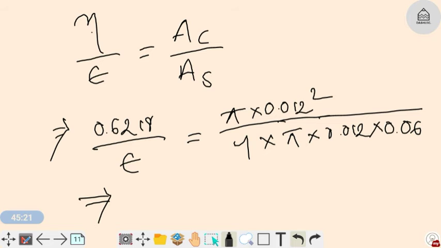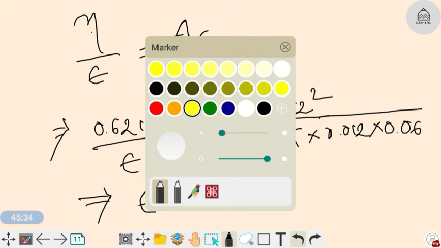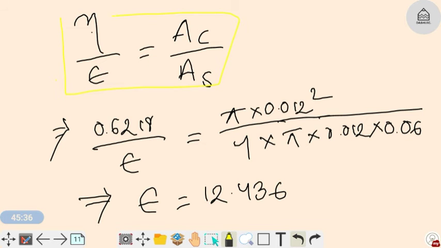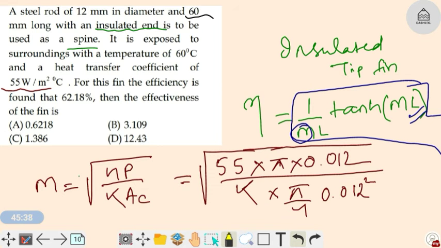Okay, from here the effectiveness is 12.436. So this is my shortcut. Option D. Now let's move to the next question.